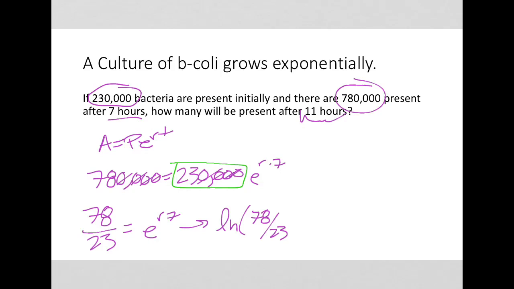The natural log of 78 over 23 equals the natural log of e to the power of r times 7, which is the same as r times 7. But instead of multiplying by the 7, I know I'm solving for r, so I'm going to divide by 7 on both sides. So I know that my rate is going to be the natural log of 78 over 23, all divided by 7. So let's crunch that real quick.